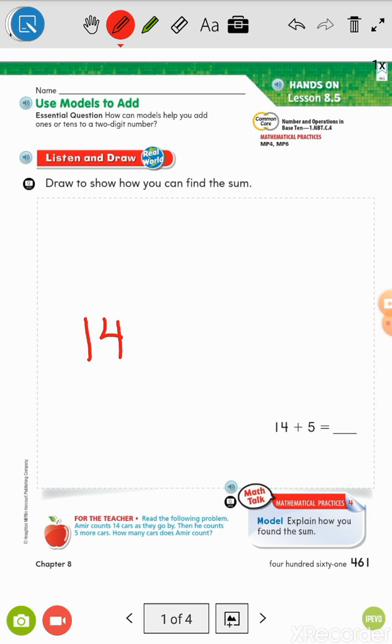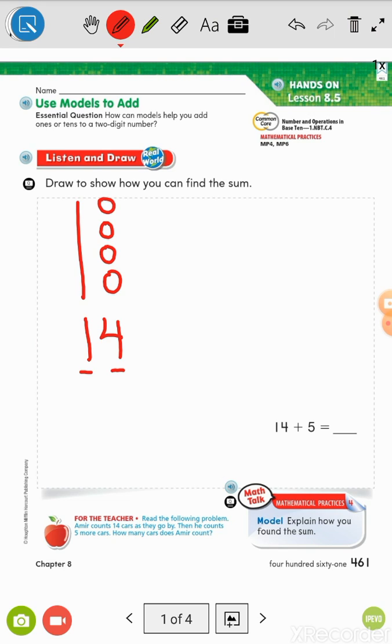First, how can we draw 14? We can draw how many lines? How many circles? 1 line, yes, excellent. 1 line and 4 circles. That's how we can draw 14.